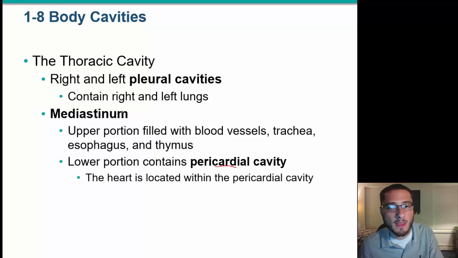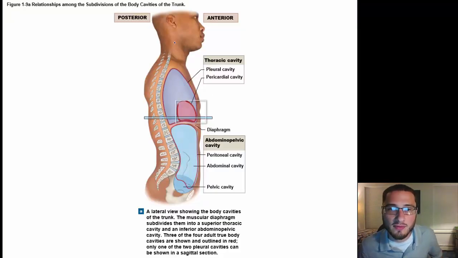You have the pleural cavities, referring to the cavities that contain the lungs. The mediastinum is going to be filled with blood vessels, your throat or your trachea, esophagus, and your thymus. Then you have the lower portion, which contains the pericardial cavity. Pericardial, cardia meaning heart. That's where the heart is going to be contained. So you have a representation of this. Top portion is the thoracic cavity. Bottom portion is the abdominal pelvic cavity, and the diaphragm is separating the two.